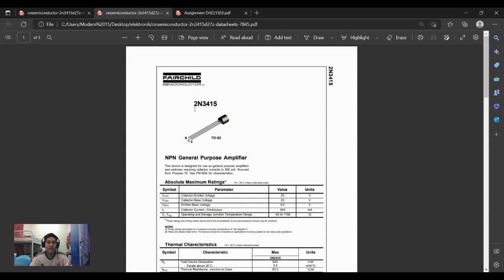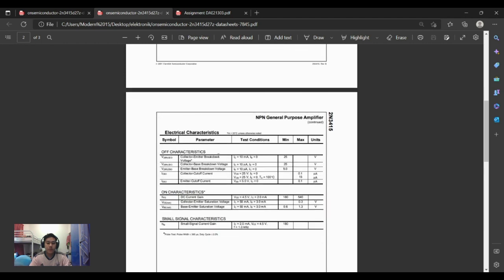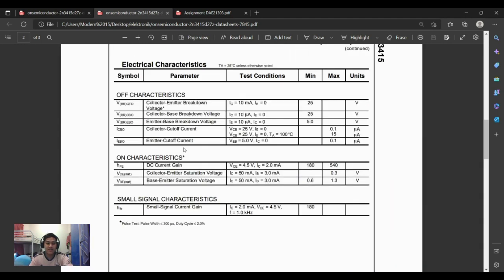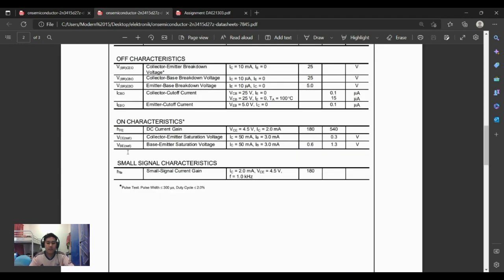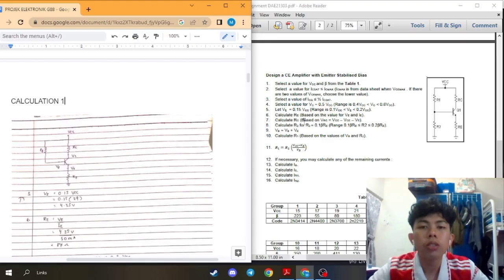So here is the datasheet, my code number is 2N3415. The value of IC set is here, collector emitter saturation, IC set. So the value of IC max is 15 milliampere, and the VCE max is 0.3. Okay, so we go to the first question.